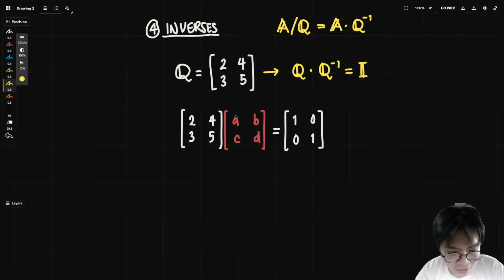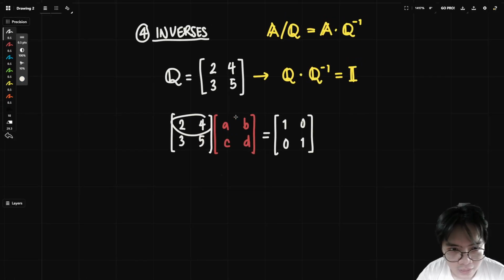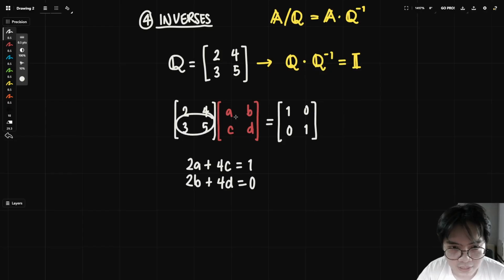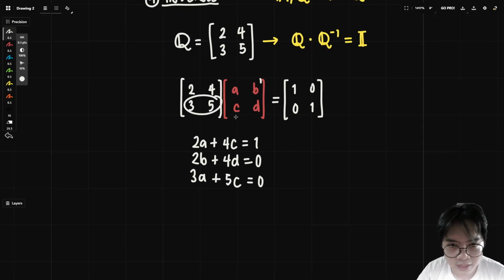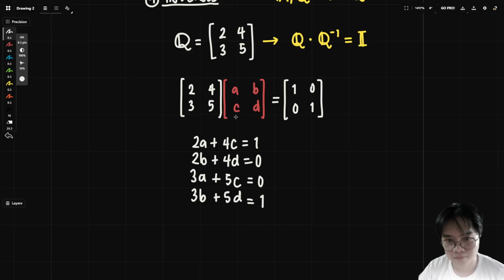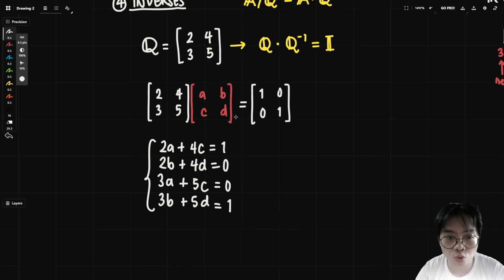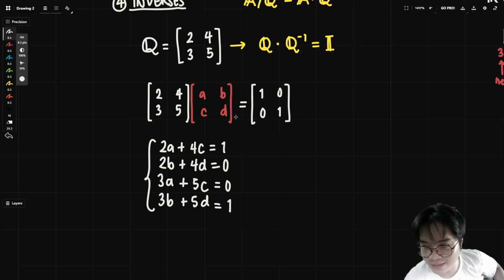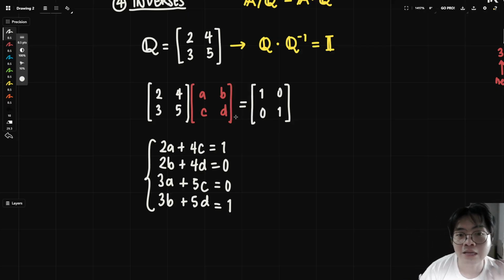Because supposedly we have this. That should be 2A plus 4C is equal to 1. We have this and that: 2B plus 4D is equal to 0. We have this and that: 3A plus 5C is equal to 0. And then we have this and that, which is going to be 3B plus 5D is equal to 1. If you can see, A, B, C, and D, 4 are our unknowns, but we also have 4 equations. What you should be able to do with a lot of effort is get all of the values of A, B, C, and D. Because it's possible, right? It's solvable, but it's going to take a long time.